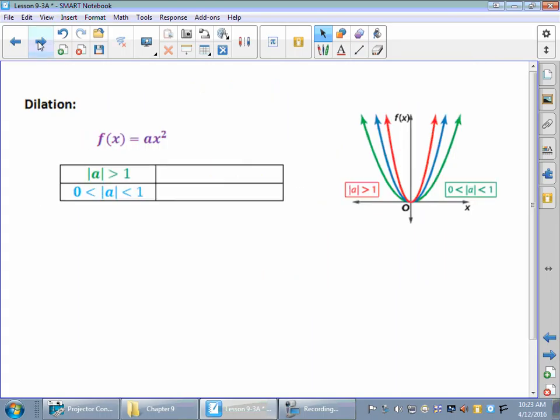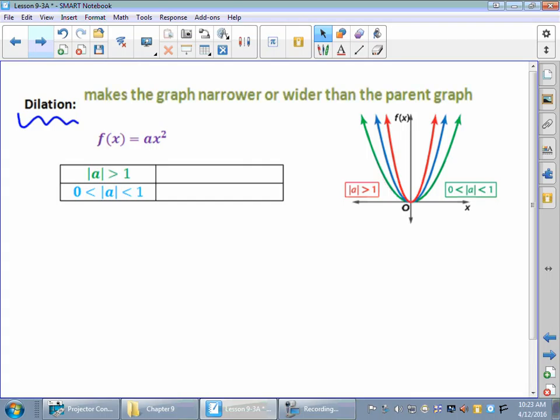A dilation is the second type of transformation. Dilation, I always think of a copy machine, how you can reduce or enlarge things. Well, it kind of works the same way. A dilation makes the graph narrower or wider than the parent graph. Narrower or wider. So again, on my examples, the blue one is always the parent graph. So this one right here is y equals x squared.